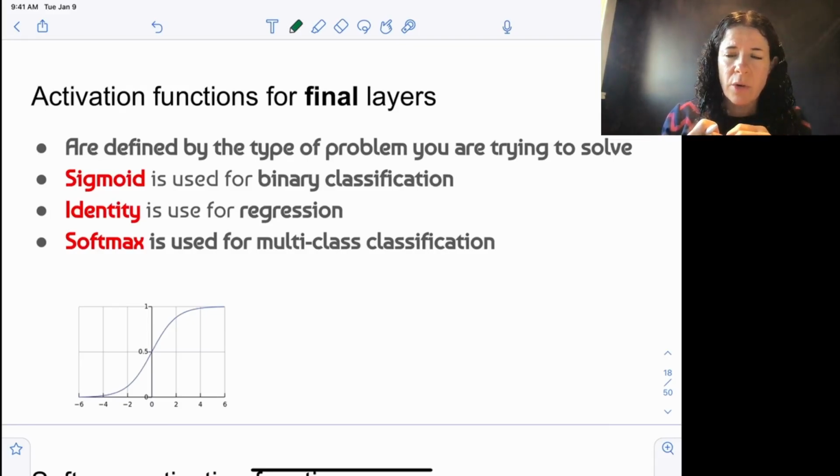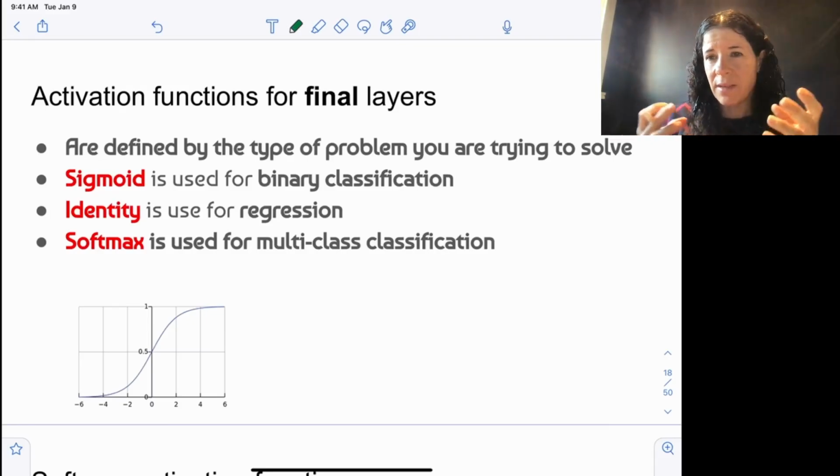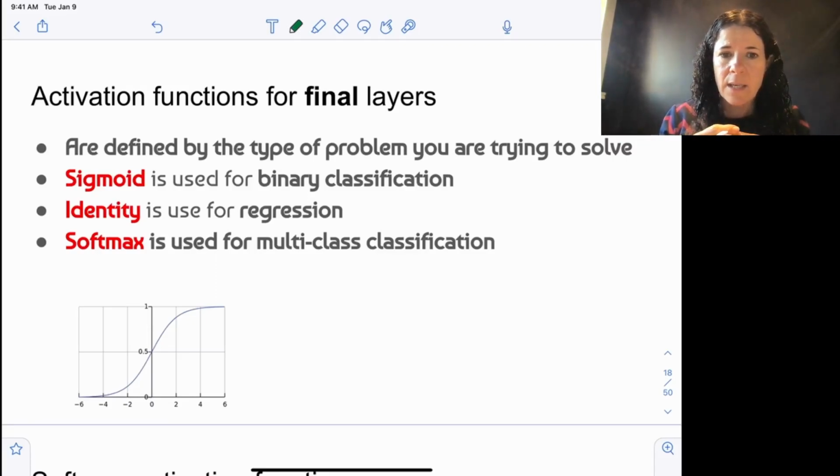In the case that we are talking about regression, what we use is the identity function. Basically, we don't do anything, we don't use any activation function. And in the case that you have a multi-class classification, we're going to have, say, k numbers, and we want to turn these k numbers into k probabilities that sum to 1. So we're going to use a softmax function.